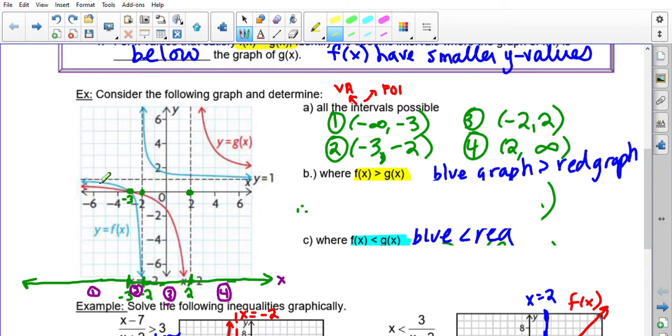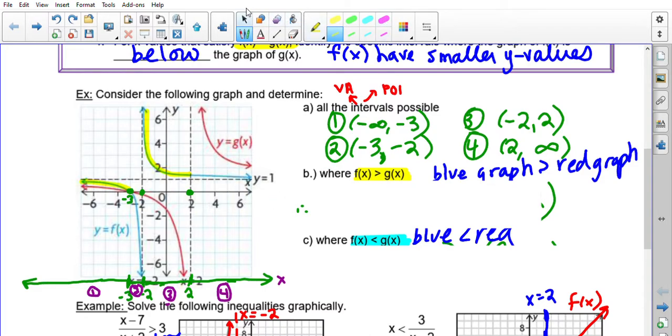So right here I notice it. Right? So blue is above red in this section here. Okay, so that's going to be one interval, so interval number 1. All right, between these two, nope. Between these two, yep, I can see that the blue graph lies above the red. And then in this interval, no, the red is above the blue.